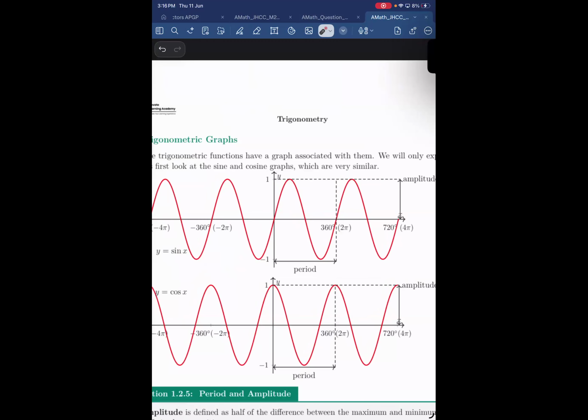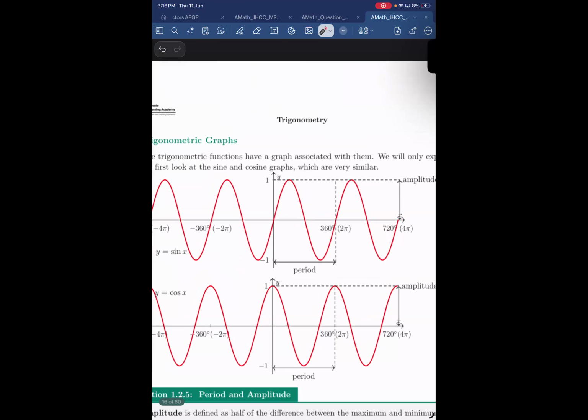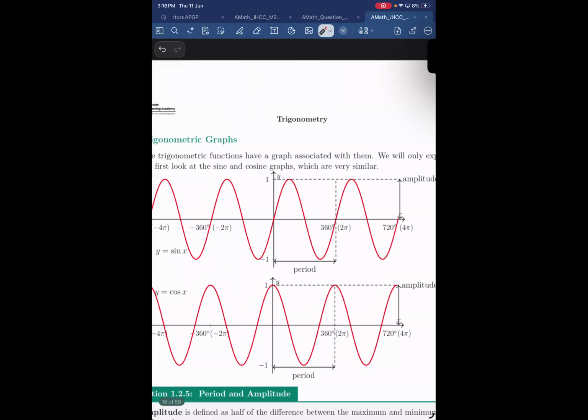Okay. So here we see the two examples of the common trigo graphs, sine and cosine. The top is sine and the bottom is cosine. There are some terms that you should be familiar with: amplitude and period. The amplitude is the displacement from the origin to either the highest point or the lowest point. The origin is the line here.